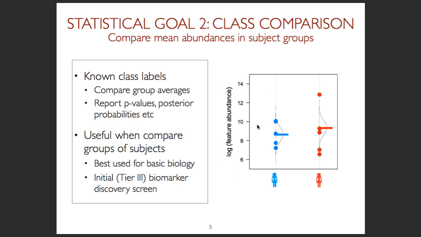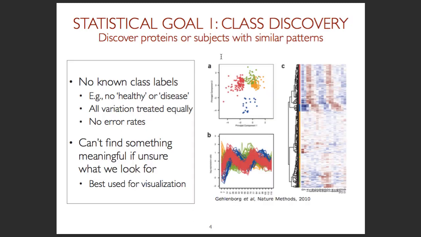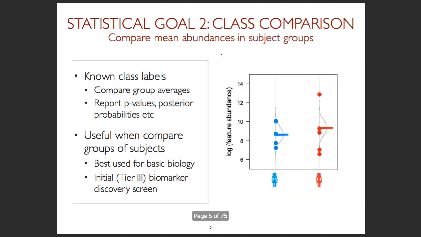So the second goal is class comparison. Unlike the previous method, which is unsupervised, where we don't give the information about what we mean by a class, this is actually a supervised method. So we are giving to the method the information: these are the subjects, let's say they're healthy, and these are the subjects who are diseased. So now we add this annotation to each biological sample.